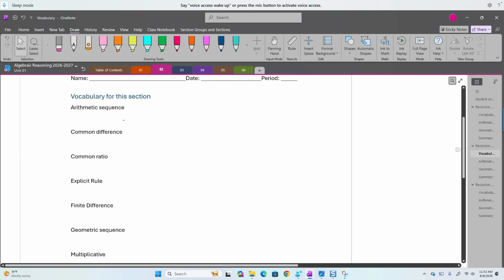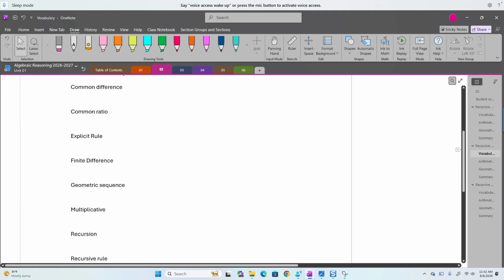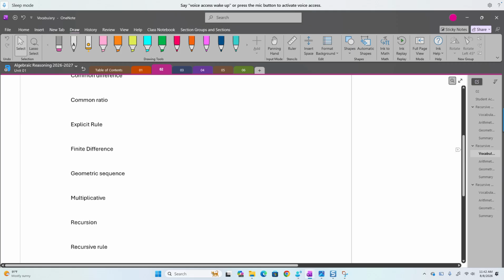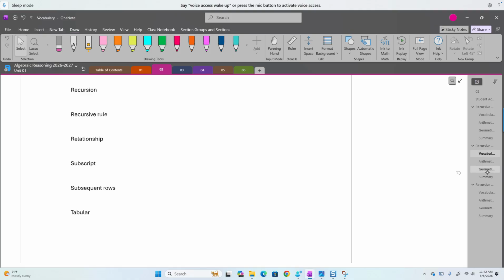So common ratio, geometric sequence, multiplicative, recursion, recursive rule, a relationship, and subsequent rows and tabular. So kind of the same things as yesterday for the most part.